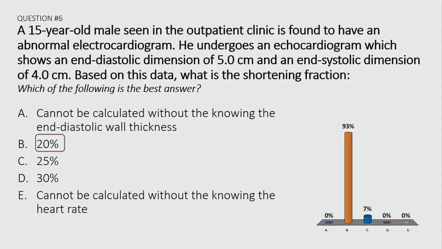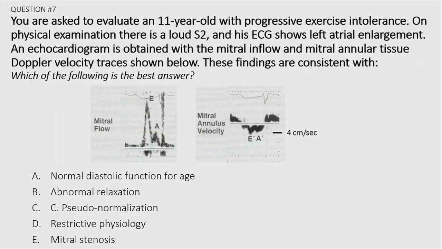Good. Okay, so the formula for fractional shortening or shortening fraction, same thing, is end diastolic dimension minus end systolic dimension divided by end diastolic dimension. So 5 minus 4 is 1 over 5, that's 1/5 or 20%. So B is the correct answer. Let's go to the next one.